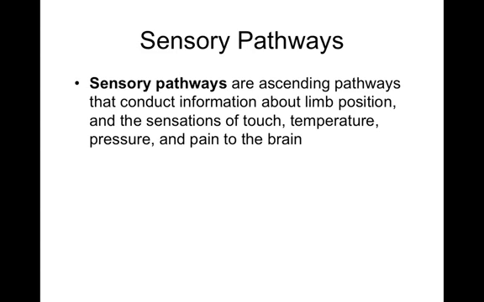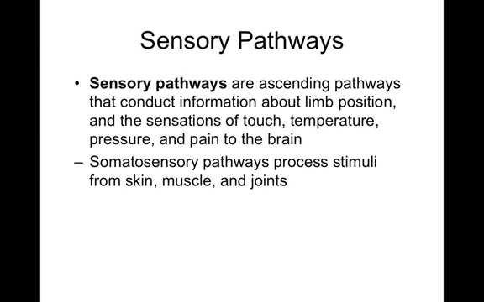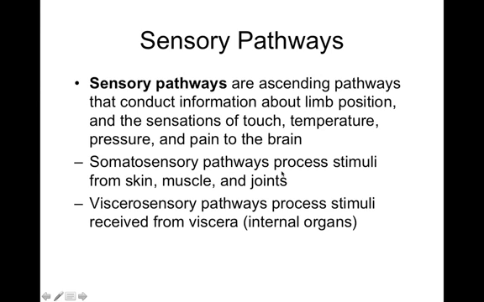Now we're going to first talk about the sensory pathways here. Remember, all sensory pathways are ascending. They all take information up your spinal cord towards your brain. And they're going to carry information about things like limb position, touch, temperature, pressure, pain. All this is carried to the brain, where the brain can process this information further. Now, somatosensory pathways process stimuli from skin, muscle, and joints. And viscerosensory pathways process stimuli from your viscera or internal organs, right?